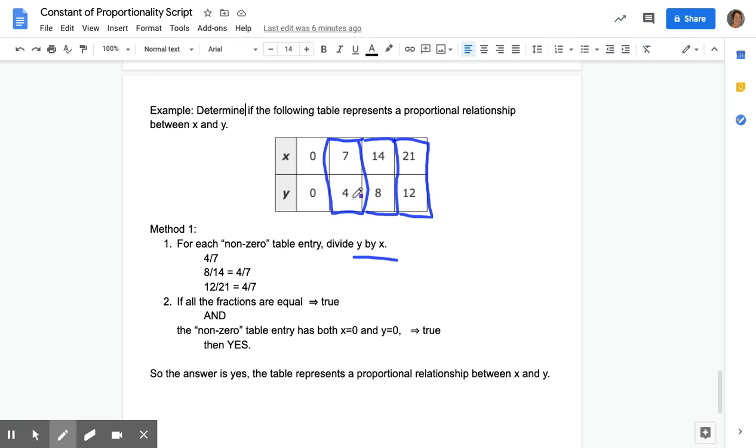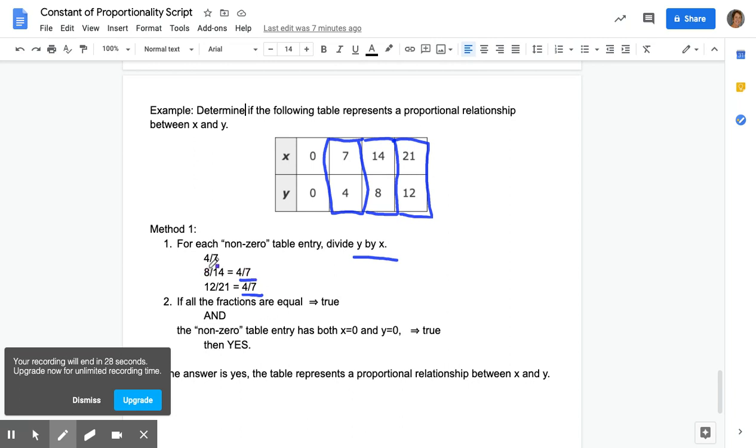Here, 4 divided by 7 is just 4 over 7 as a fraction. This next one, 8 divided by 14, we can reduce that fraction to 4 over 7. And this table entry, 12 divided by 21, we can reduce that fraction to 4 over 7.